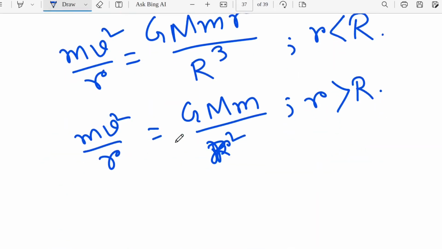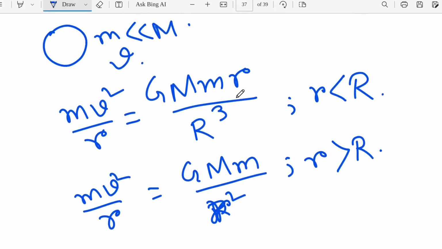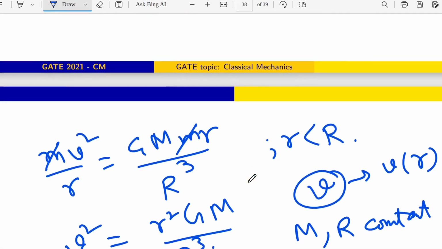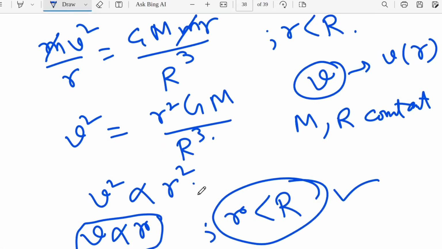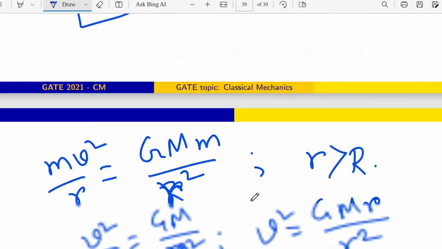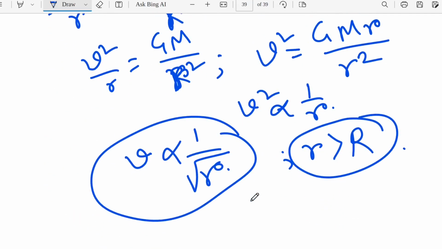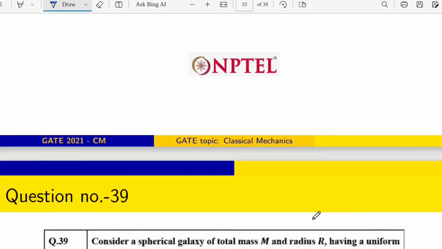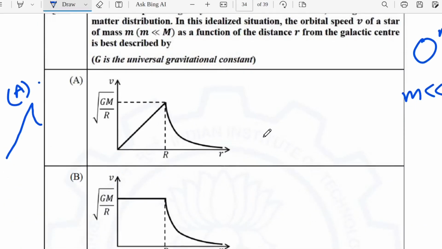Then we are just putting these values into the gravitational force expression: mv square by r equals GMmr by R cube, and mv square by r equals GMm by r square. With these two conditions we got the expression for v in terms of r, for r less than capital R and r greater than capital R. So this is the case, and then I got that answer.